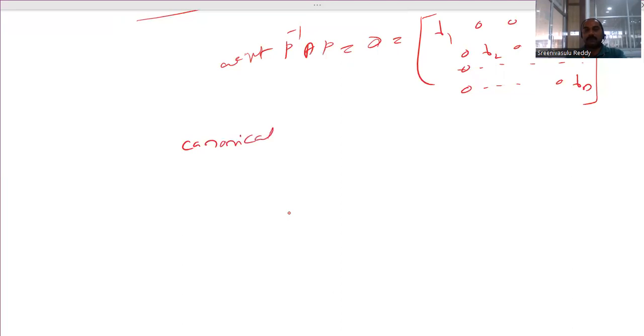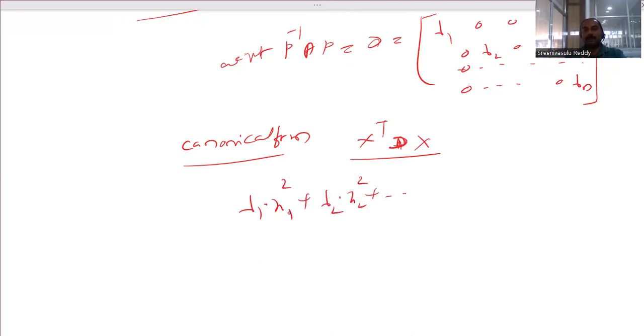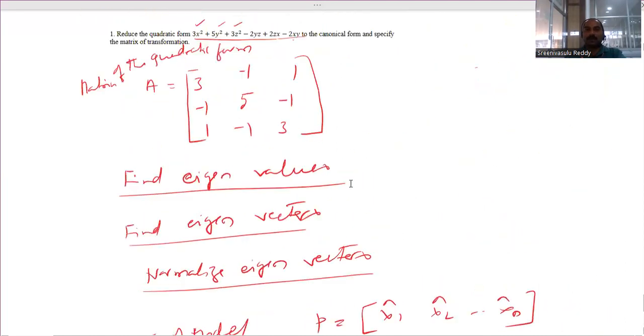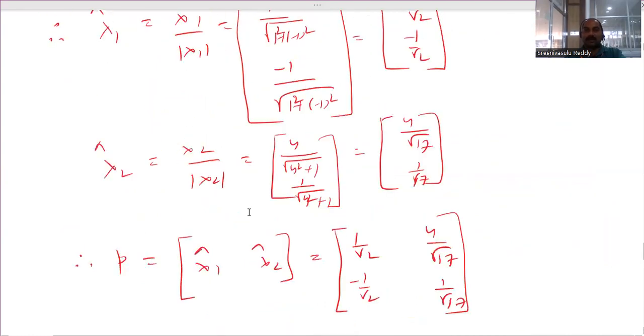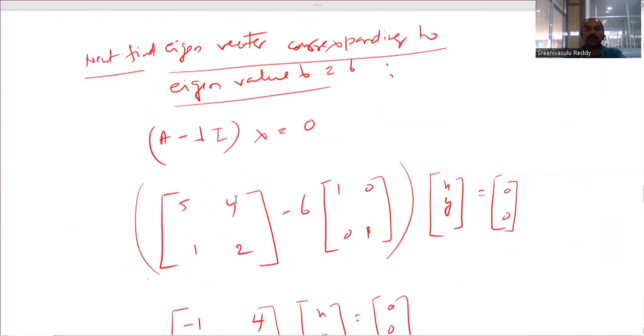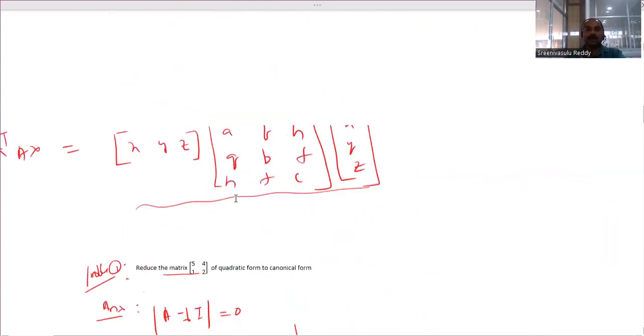The next step is the canonical form. The canonical form is X transpose D X, where you take D in place of A. We get the first eigenvalue into x1 square, plus second eigenvalue into x2 square, and so on, up to nth eigenvalue into xn square. This process takes more time. That's why I skip all the problems and simply explain the procedure. I picked the previous problem for this reason. You practice more on diagonalization and the quadratic form.